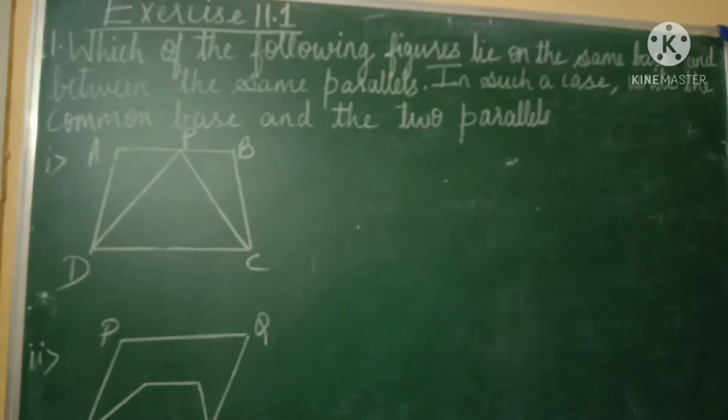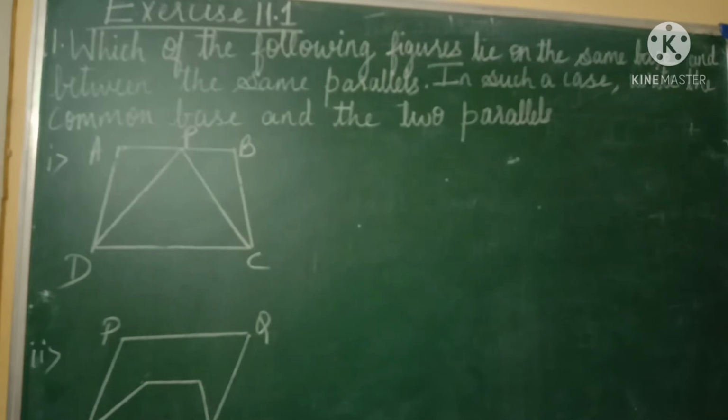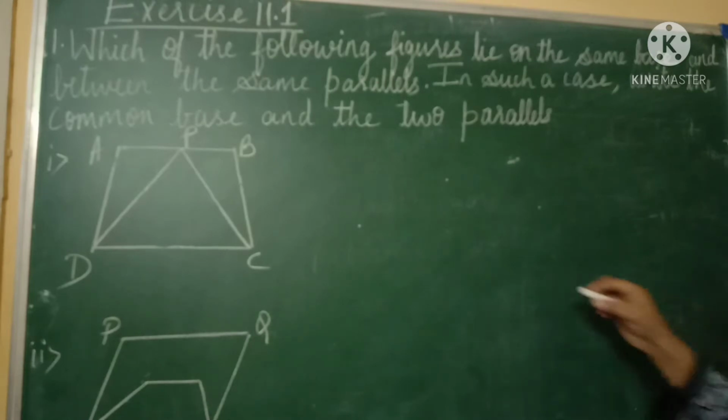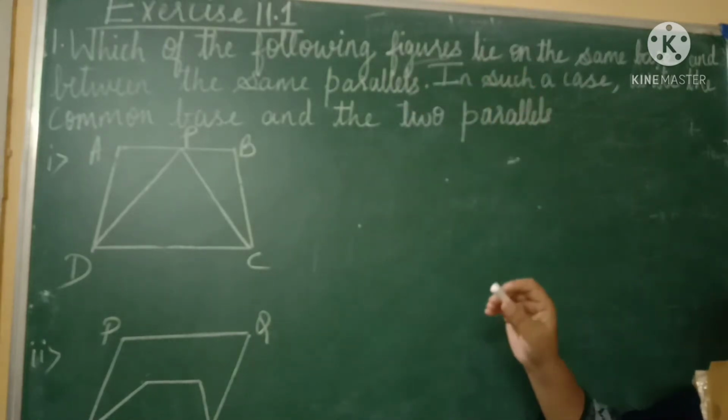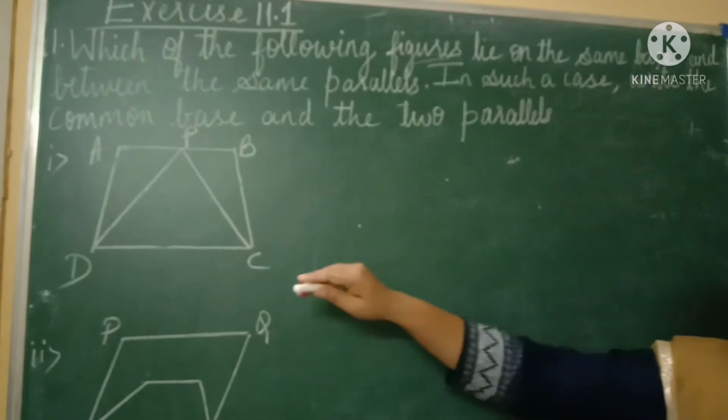In this exercise 11.1, areas of parallelogram and triangle. Exercise 11.1, first question: which of the following figures lie on the same base and between the same parallels? In such a case, write the common base and two parallels. So here the question is being asked, following figures, that means you have figures here, lie on the same base.